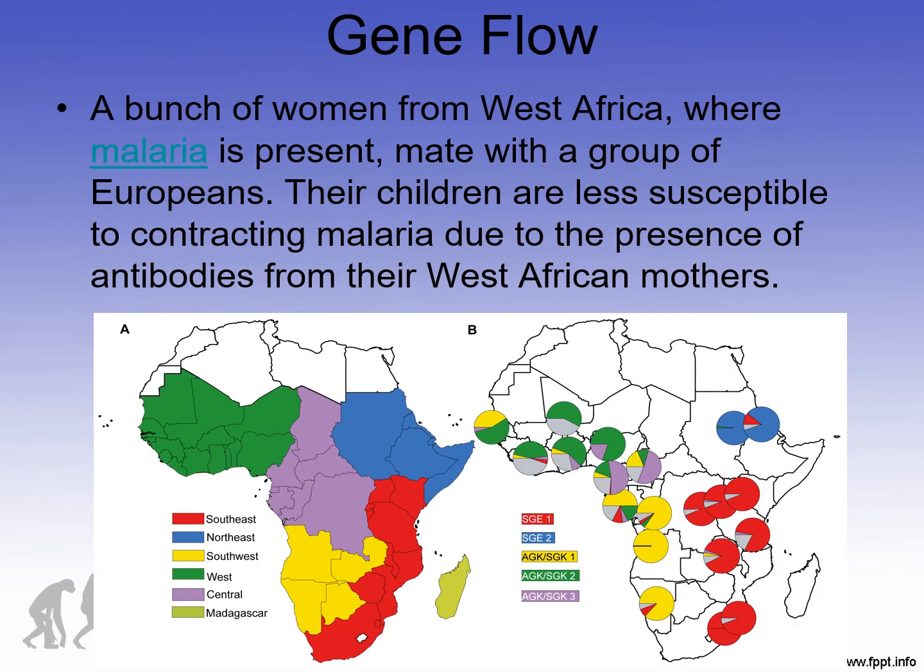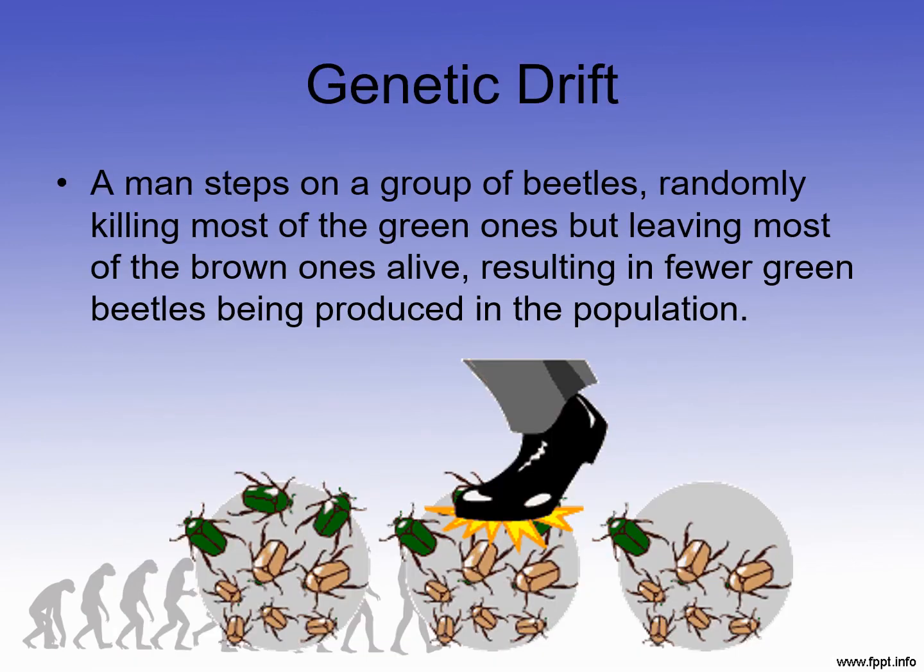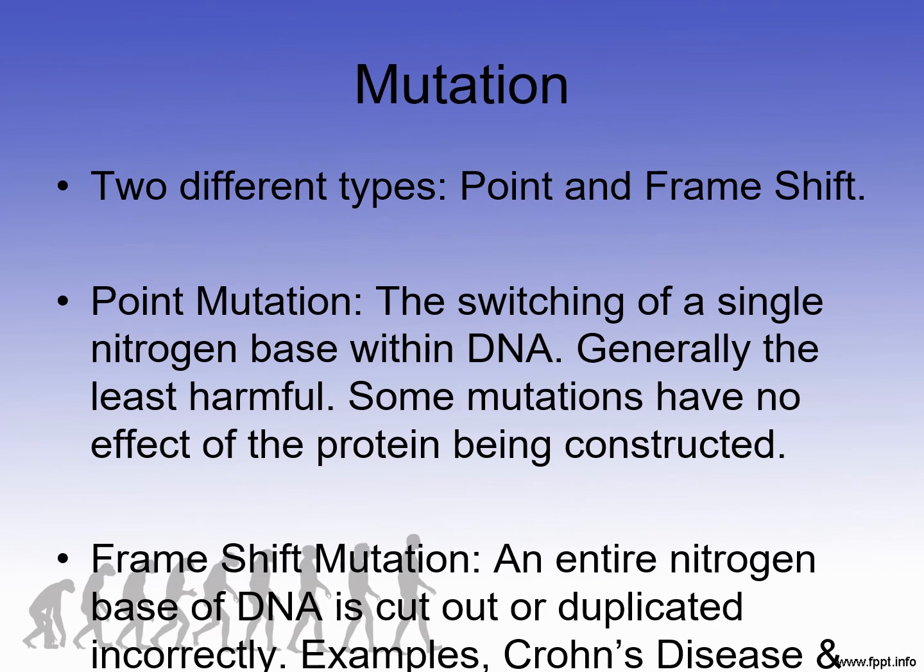If we look at gene flow, we have a bunch of women from West Africa where malaria is present. They mate with a group of Europeans. Their children are less susceptible to contracting malaria due to the presence of antibodies from their West African mothers, right? So in essence, this is a form of gene flow. If we look at genetic drift, a man steps on a group of beetles, randomly killing most of the green ones, but leaving most of the brown ones alive, resulting in fewer green beetles being produced in the population in the next generation.